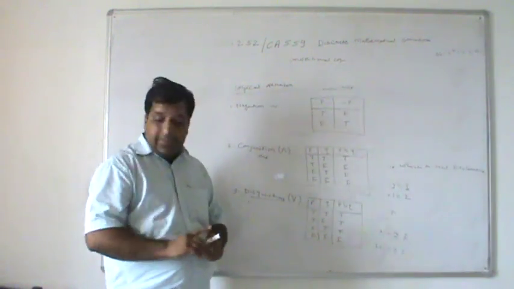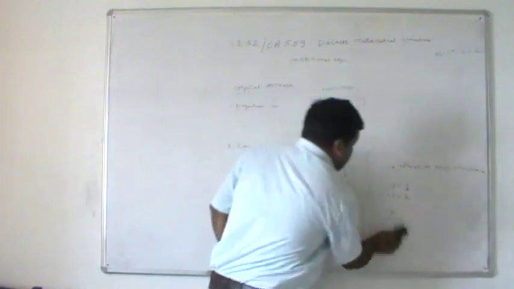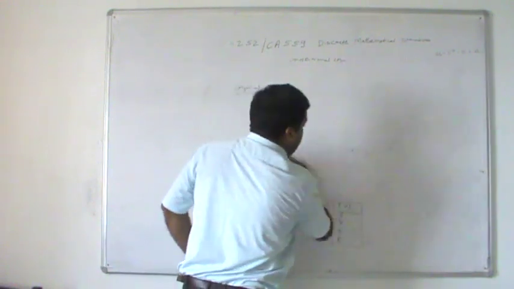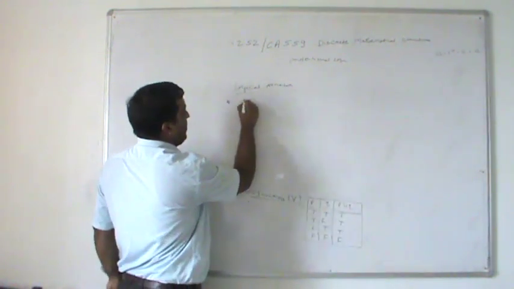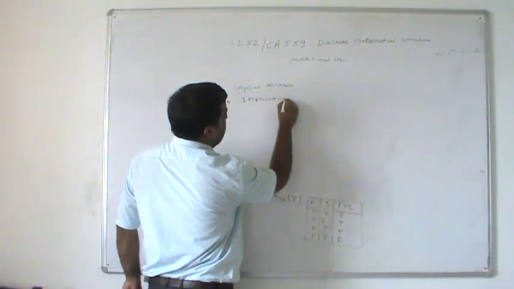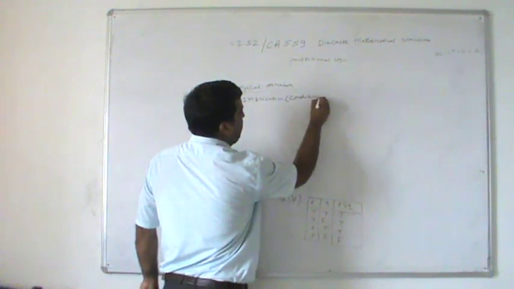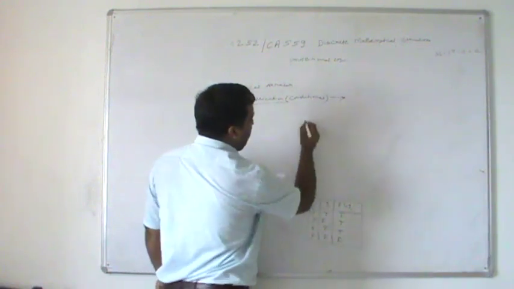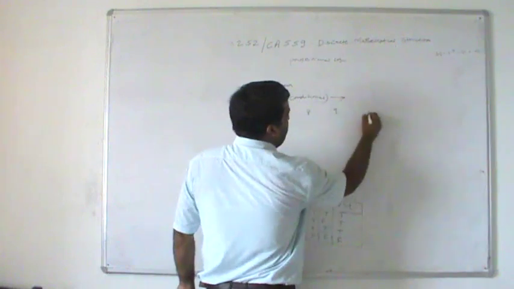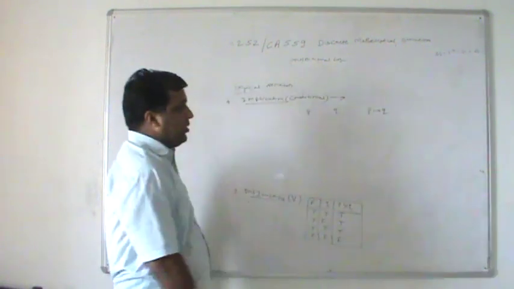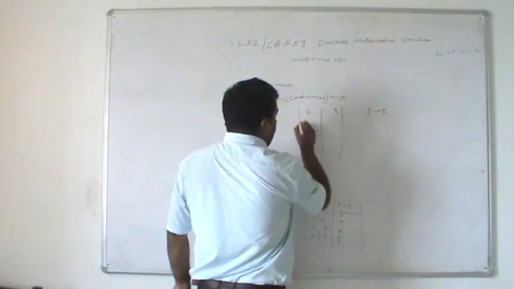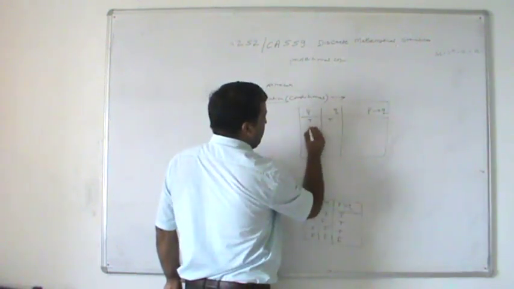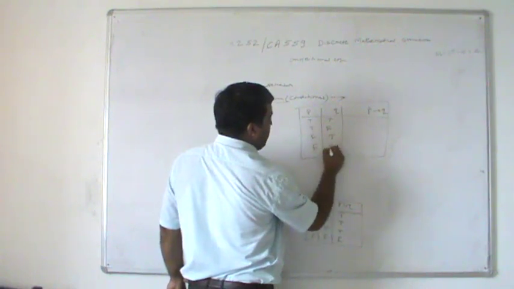Another logical operator is implication. The next operation is implication. An implication is also called a conditional, and the symbol is this one. In this implication, we can write a truth table with P and Q as two propositions, and P implies Q is the implication. Here also we can take true true, true false, false true, and false false.